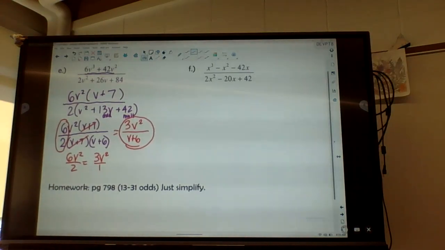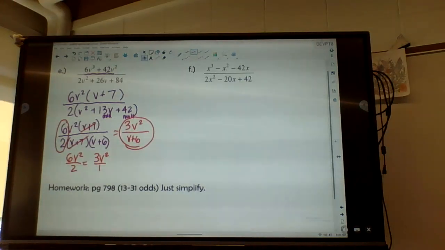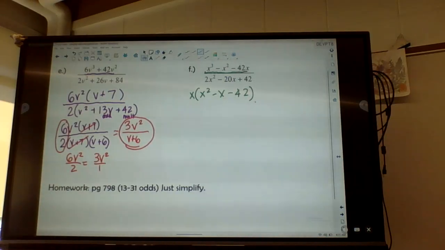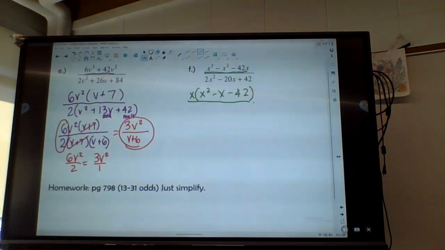Okay. So again, finishing up with our last one here, it has GCF factoring and also the reverse FOIL. So this top part here, I can take out an x. The bottom part, I can take out a 2.